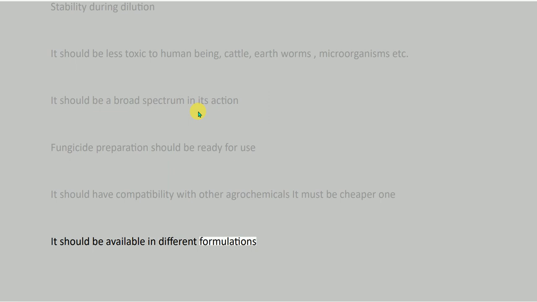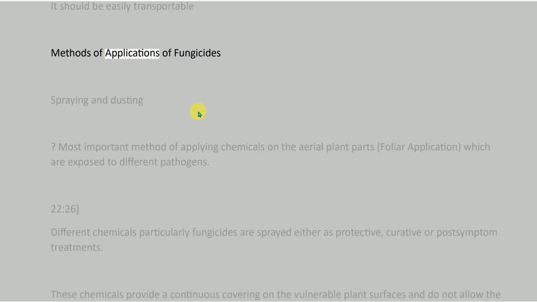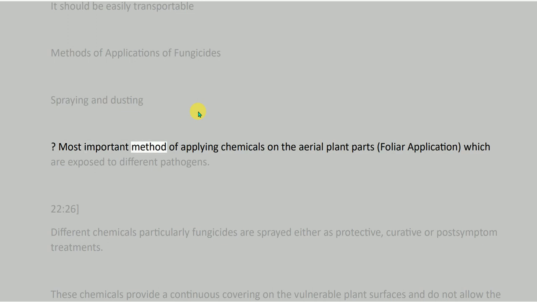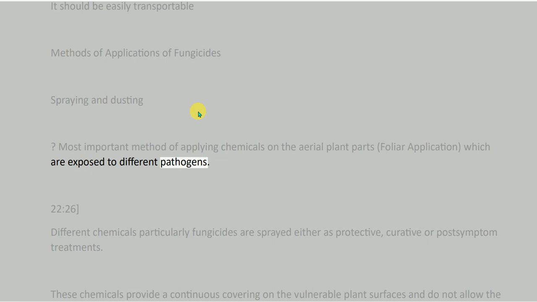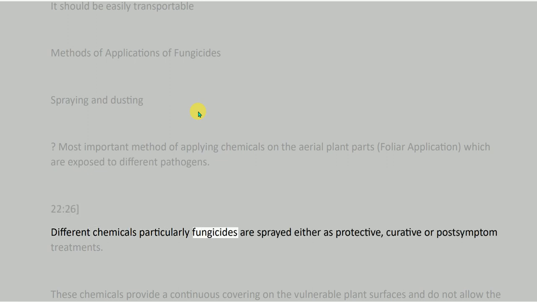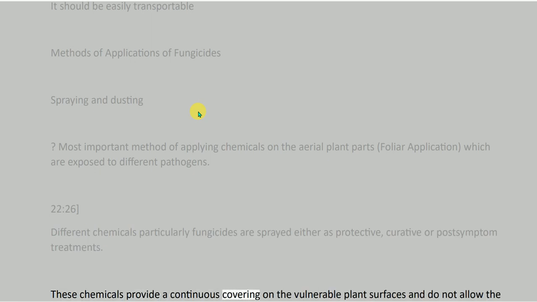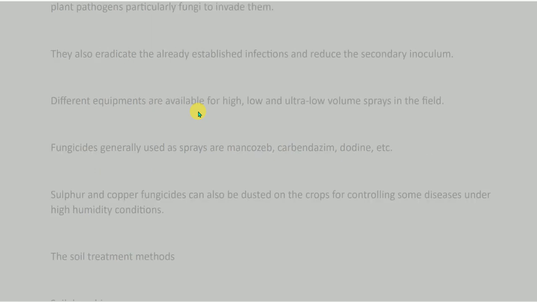Methods of application of fungicides: spraying and dusting. The most important method of applying chemicals on the aerial plant parts, which are exposed to different pathogens, is foliar application. Different chemicals, particularly fungicides, are sprayed either as protective, curative or post-symptom treatments. These chemicals provide a continuous covering on the vulnerable plant surfaces and do not allow the plant pathogens, particularly fungi, to invade them. They also eradicate the already established infections and reduce the secondary inoculum. Different equipment is available for high, low and ultra-low volume sprays in the field. Fungicides generally used as sprays are mancozeb, carbendazim, dodine, etc. Sulfur and copper fungicides can also be dusted on the crops for controlling some diseases under high humidity conditions.